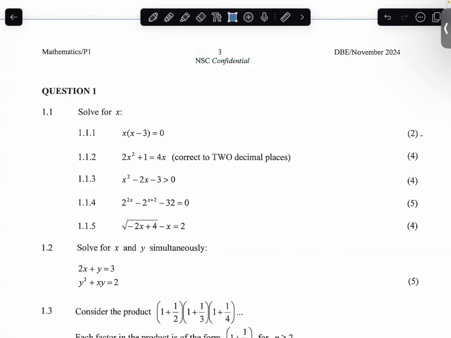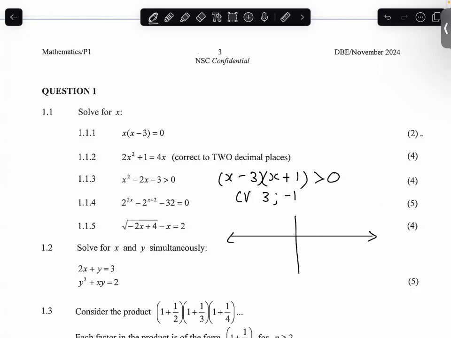Next one, we have x squared minus 2x minus 3 is greater than 0. That's an inequality. So the first thing you're going to do is factorize. You can have x and x, 3 and 1, minus there, plus there. Your critical values are 3 and minus 1. Now, there's two ways to do this. You can do the parabola at 3 and at minus 1. The parabola is going to smile because the a value is positive. So it's going to look like that.